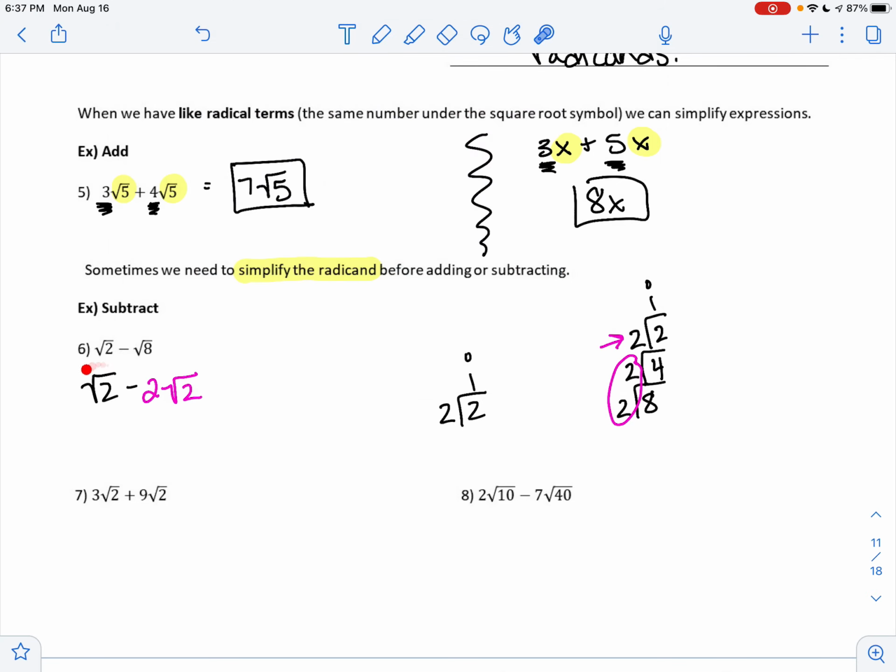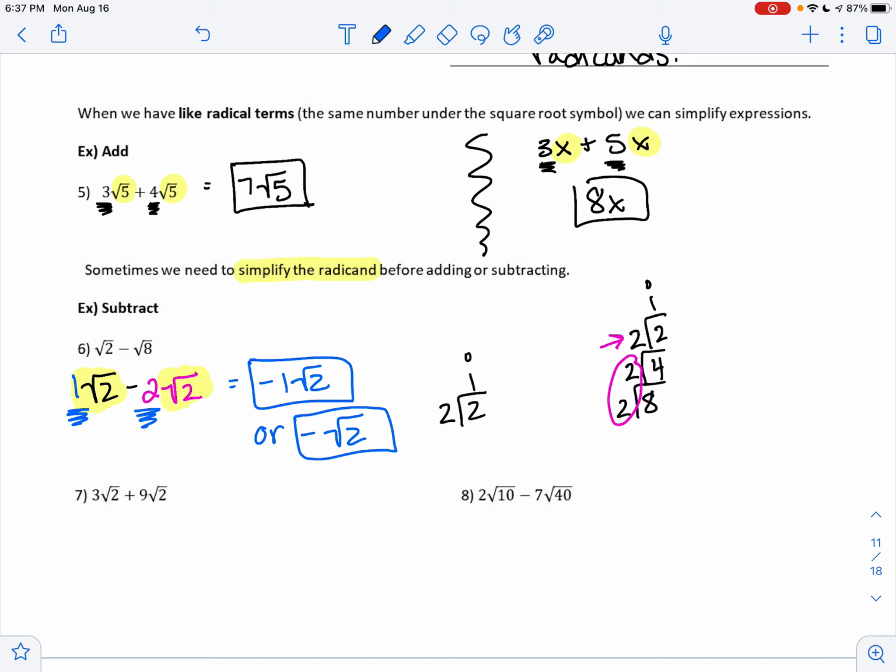Now I have like terms because these are both the square root of 2. So because they are like terms, I can subtract my coefficients. I know I'm subtracting because that is the sign I have here. So the coefficient of the square root of 2, when there's not a number there, it's a 1. So 1 minus 2 is negative 1. So my answer is negative 1 square root of 2. You could also write this as the negative square root of 2. Both of these represent the same number.